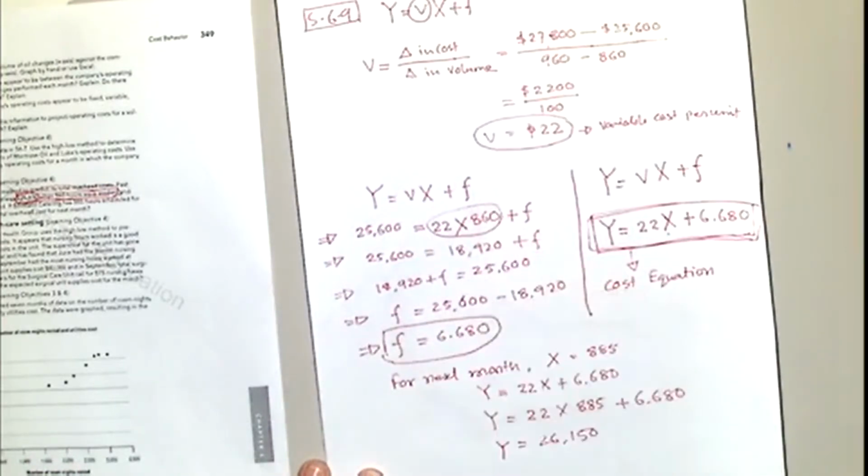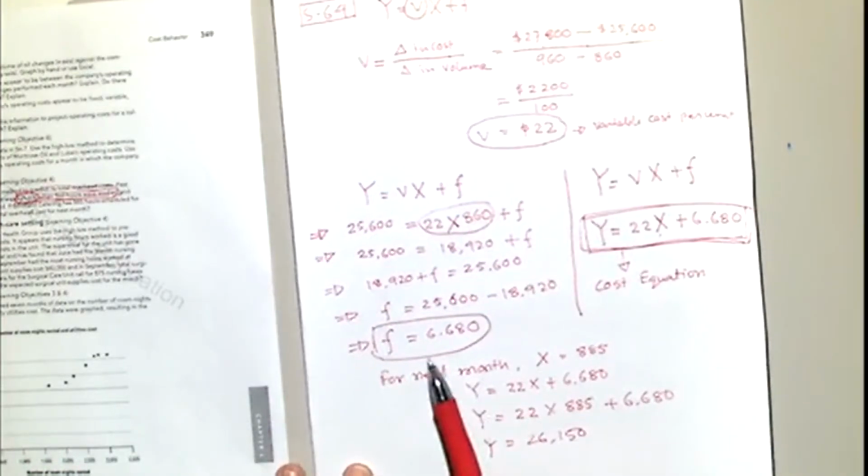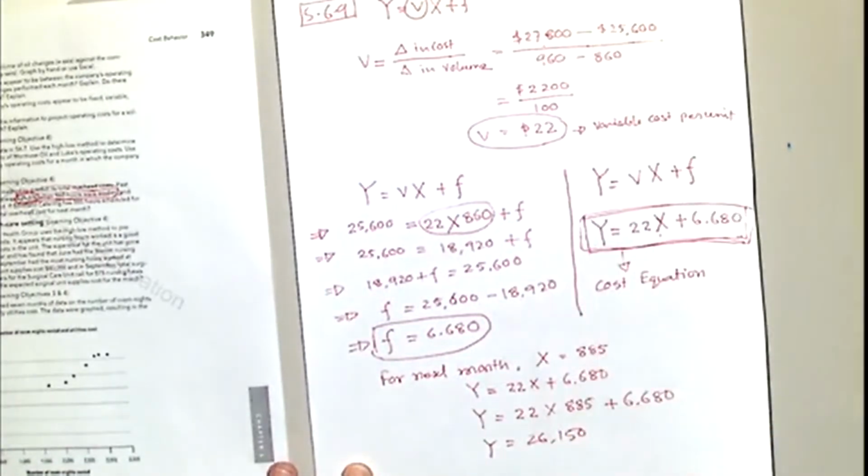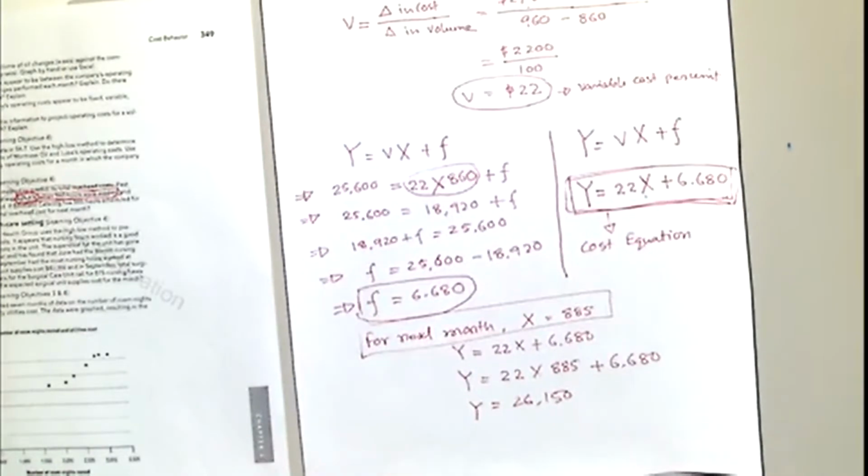First, you're going to solve V. Then you're going to solve F. Then you will plug in here. You know the cost equation. Then, for your future prediction, you can figure out your cost. Right, so that's what we did. And this is called the high-low method because you are considering only two points of your production. One is your highest production, another is your lowest production.